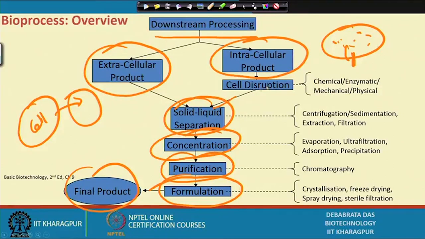Now, in the different steps, we have different types of downstream processing involved. In the case of cell disruption, we have chemical, enzymatic, mechanical, and physical processes. For solid-liquid separation, we have centrifugation, sedimentation, extraction, and filtration. In the case of concentration, we have evaporation, ultrafiltration, adsorption and precipitation. For purification, we have chromatography, and for formulation, we have crystallization, freeze drying, spray drying, and sterile filtration.